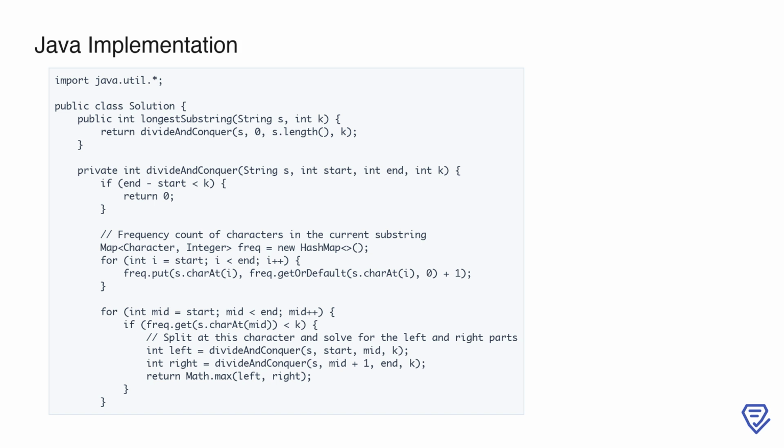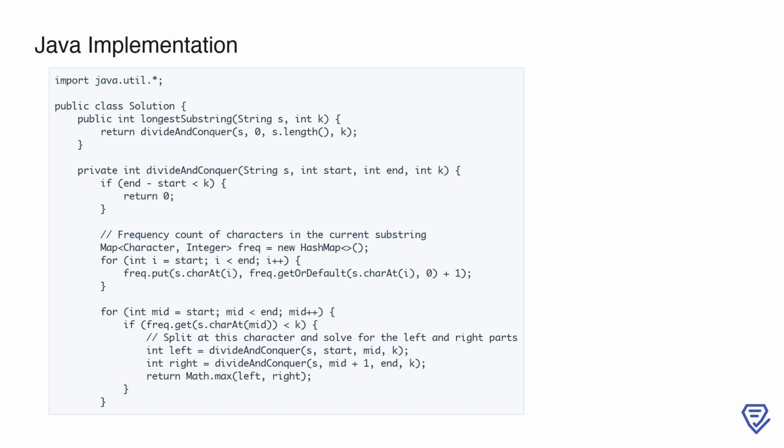We start with the main function, longest substring, which takes the input string s and the integer k. This function simply calls a helper method, divide and conquer, passing the entire string along with its starting and ending indices. The divide and conquer method is where the core logic resides. First, it checks if the length of the current substring is less than k. If it is, we can immediately return 0, as it's impossible for any character to appear at least k times within such a short substring.